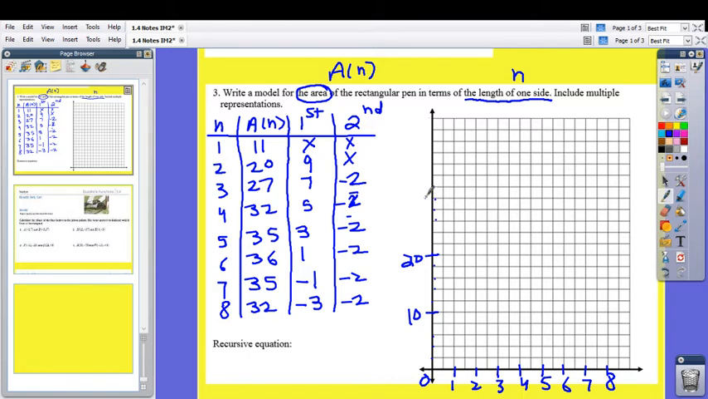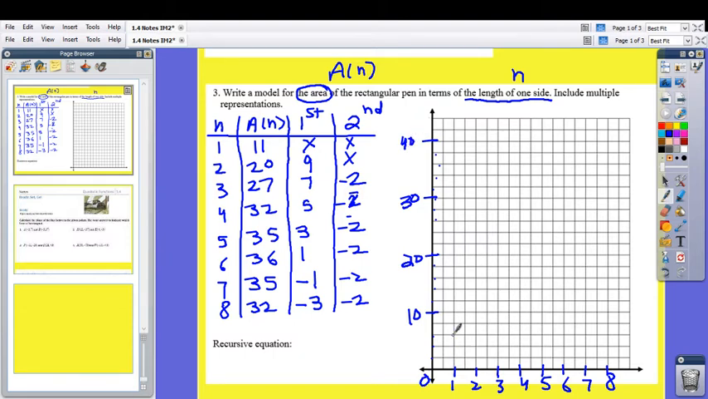3, 4, 5. So we need to go up to 36, so we will fit it here. And 1, 2, 3, 4, 5, so 40. Okay. Now let's graph it.